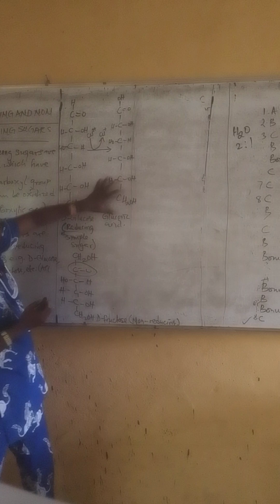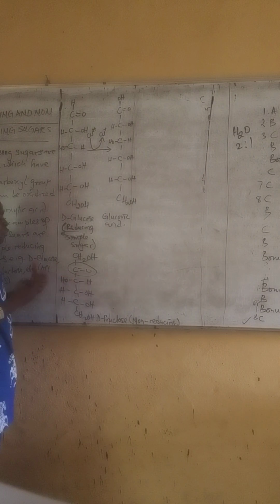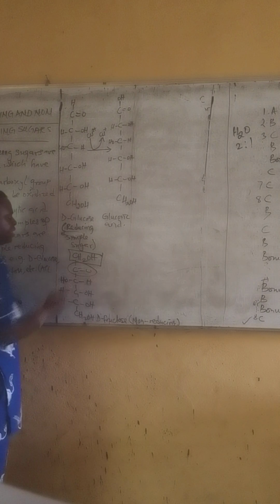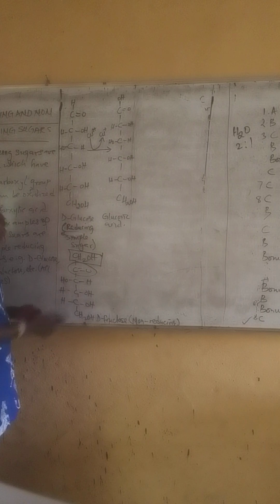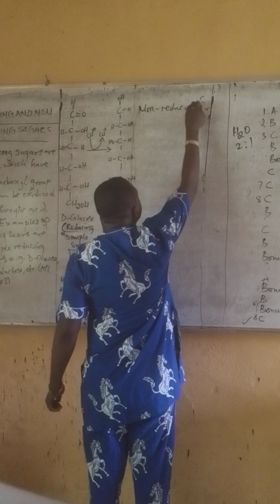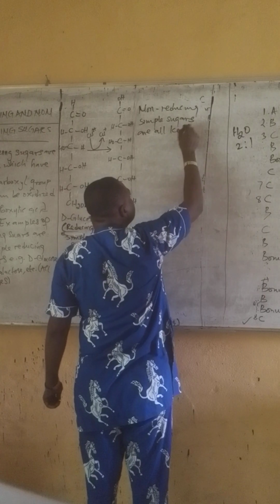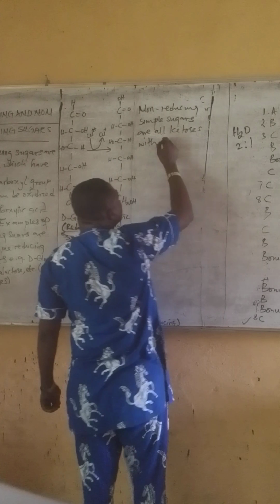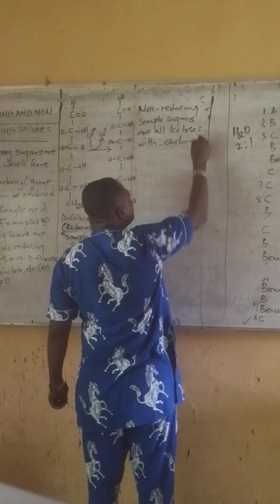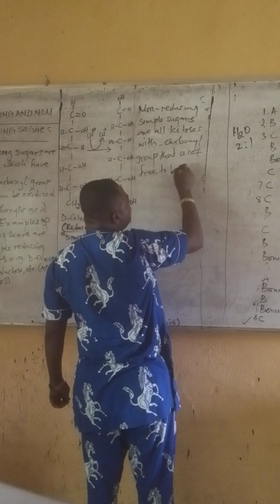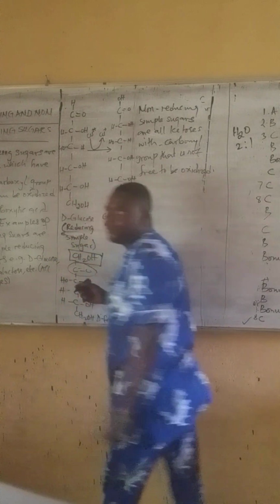So that is what makes it reducing. But this one, this carbonyl group, and a carbonyl group means carbon that is double covalently bonded to oxygen, is not free, because even if oxygen enters here, it cannot, because of the presence of this CH2OH, which does not give it a chance to be oxidized to COOH. Therefore, all ketoses are non-reducing sugars. So non-reducing simple sugars are all ketoses with a carbonyl group that is not free to be oxidized.